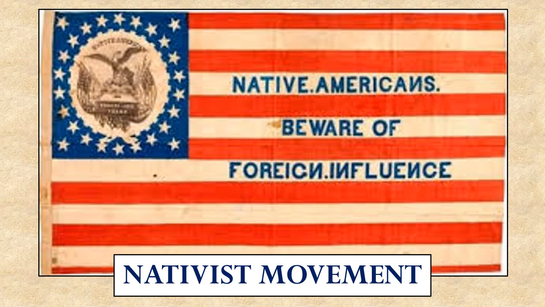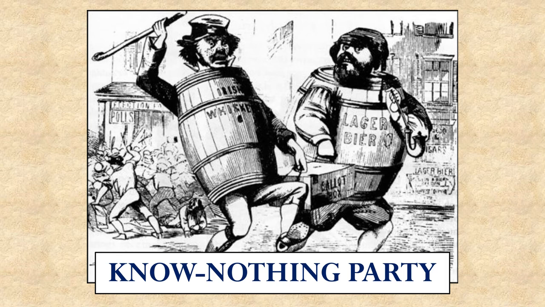A political party formed around this nativist movement, which we'll actually discuss again later in the course. They became known as the Know-Nothing Party, and they were explicitly anti-immigrant. Here, there's a cartoon depicting some of their worries. You see a man in a beer barrel, who is supposed to be a German. You see a man in a whiskey barrel who's supposed to be an Irishman, and you see them running away with a ballot box.